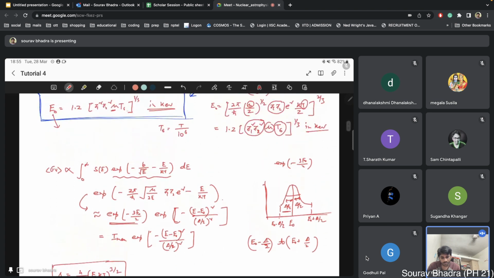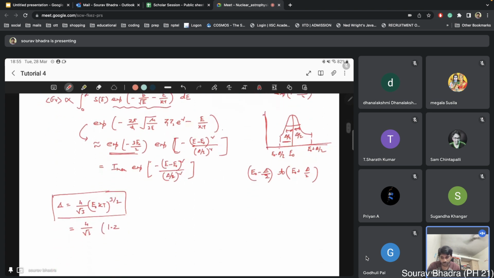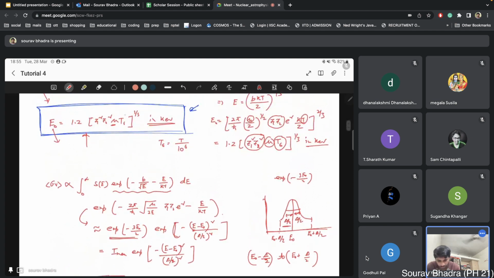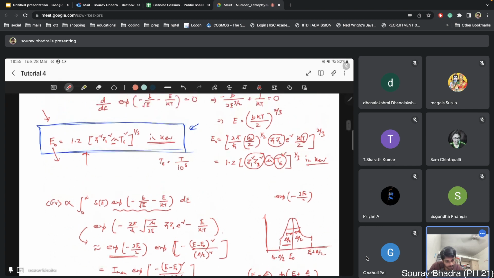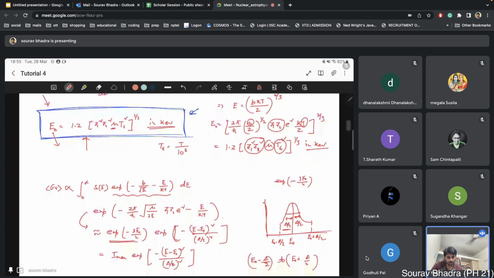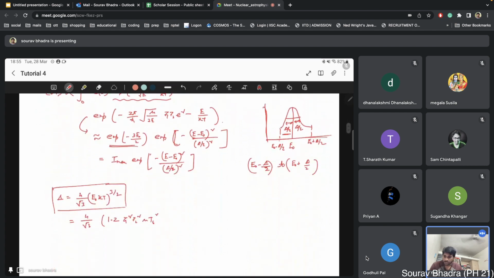So E0 was this thing. I will write that E0 here: 1.2 Z1 square Z2 square mu T6 square. Oh, one thing I have missed out. There will be a T square, T6 square. Because it was T to the power 2 by 3, and here I have written 1 by 3 outside, that means there will be a T square. So T6 square to the power 1 by 3 kT half.